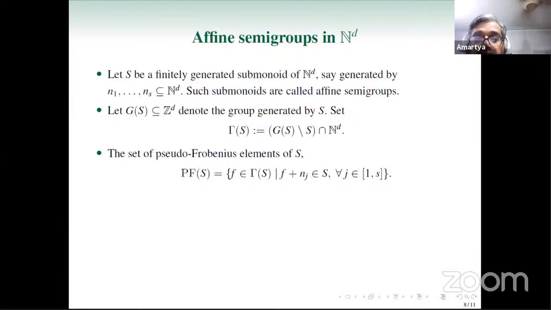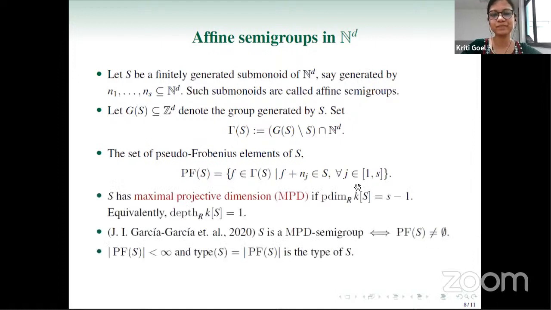And then in this particular gap space, or the negative space, we can now have a parallel definition for pseudo-Frobenius elements. These are again the elements from the gap set satisfying the property that F plus N^j is an element of S for every j. So of course, when we are talking about high dimensional spaces, as I said about the gap set, things don't follow parallelly, and there are more things which can fall apart when we talk about high dimensional spaces.